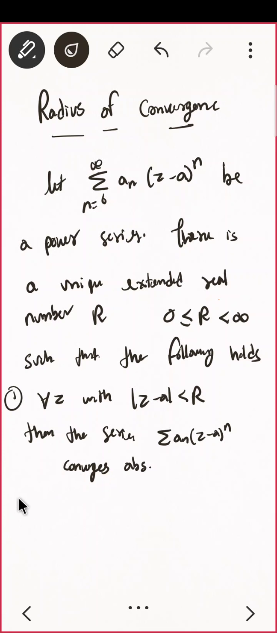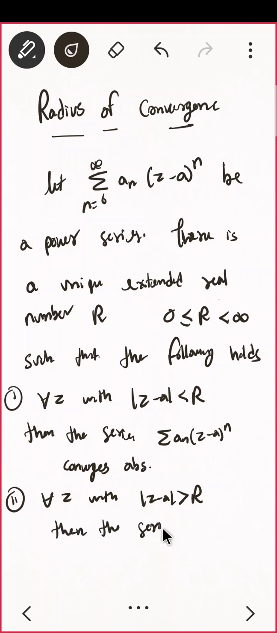Okay, and the second thing is, for all z with |z minus a| greater than r, the series is divergent. Summation a_n (z minus a) raised to n diverges. So these are the two things which we need to understand.